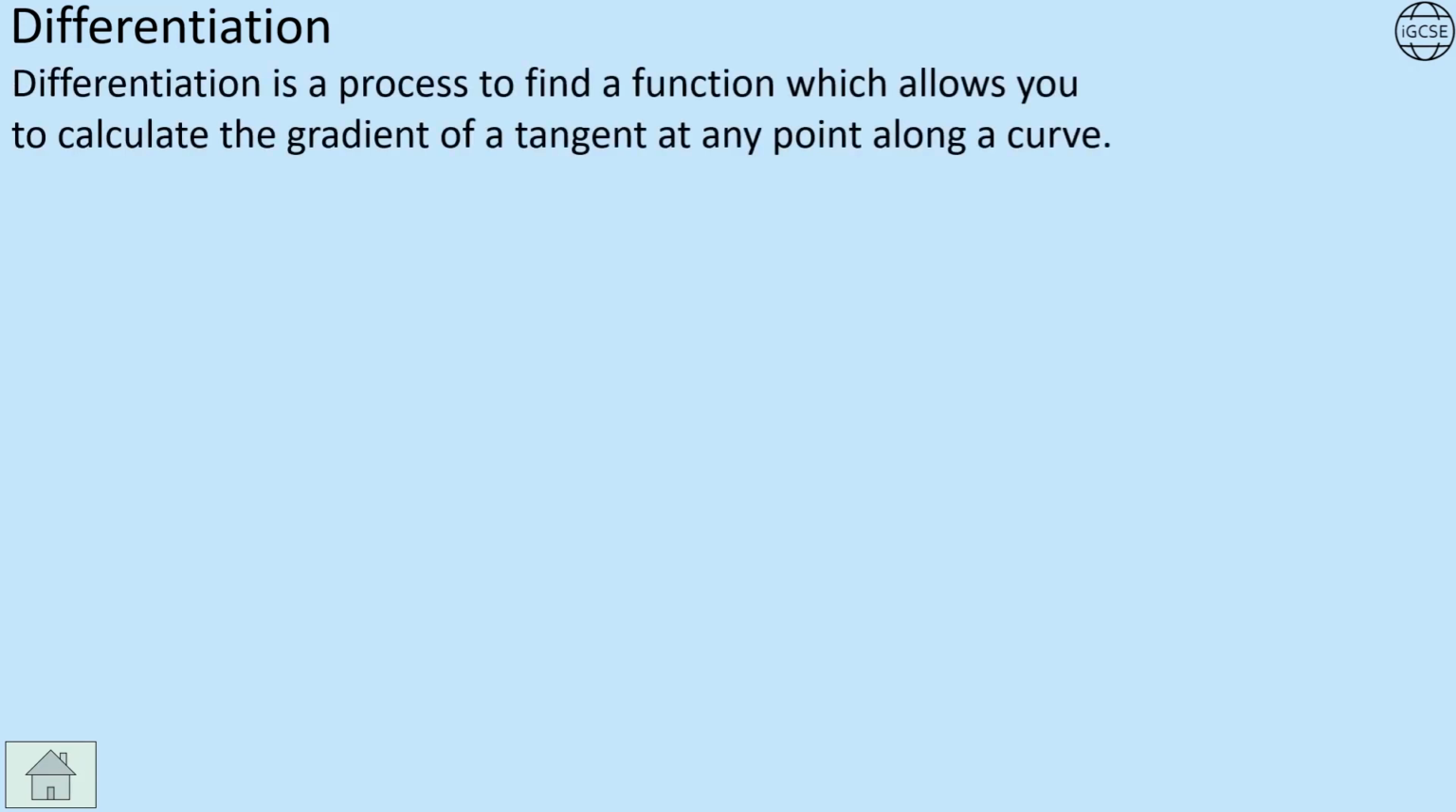Okay, so what is differentiation? Differentiation is really just a process to find a function which allows you to calculate the gradient of a tangent at any point along a curve. So it's focused on a function which changes gradient along the way, and differentiation is the process which you use to determine those gradients, if that makes sense.